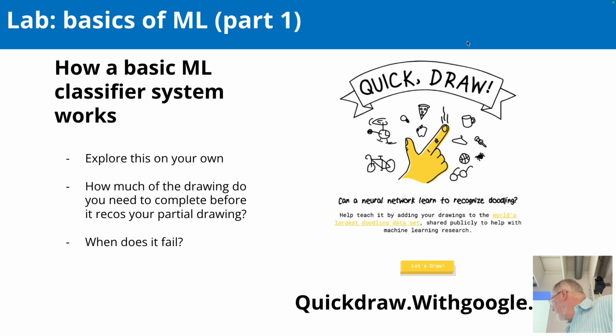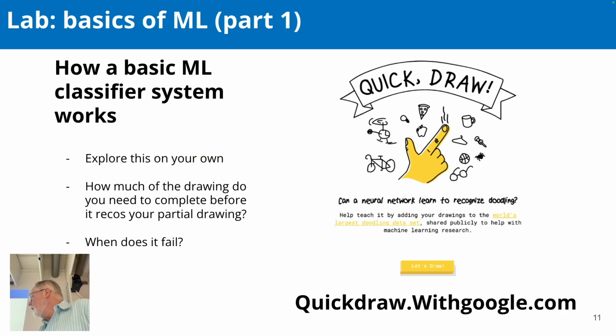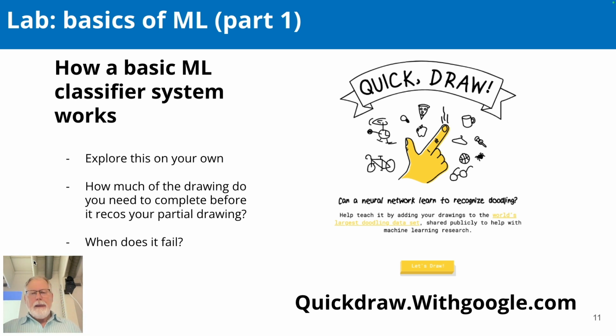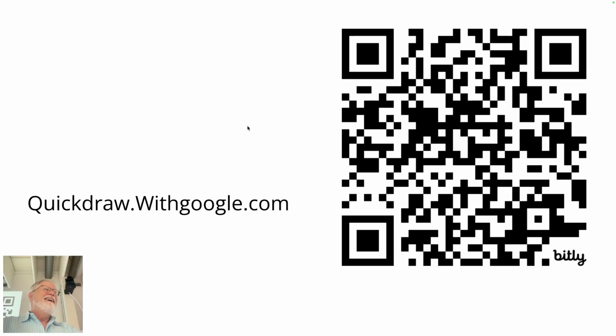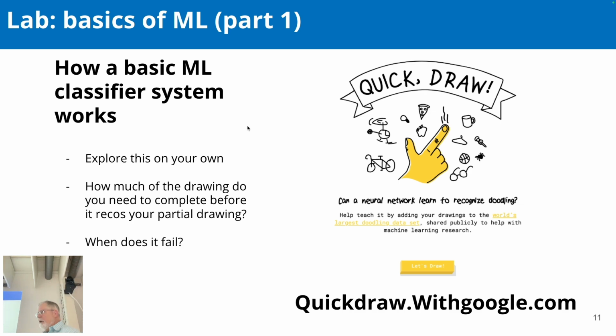Now, I don't have a QR code. Sorry about that. This part, I want you to do on your laptop. Go here, quickdrawwithgoogle.com. Okay? I do have it, sorry. Quickdrawwithgoogle.com, better on your laptop. What you're going to do is explore this a little bit. You can doodle something and see how well it recognizes.